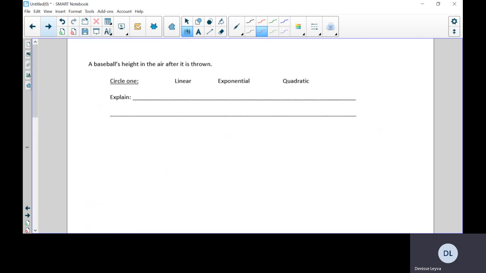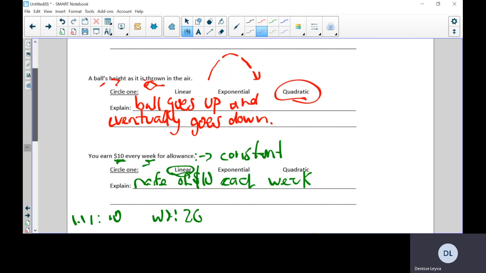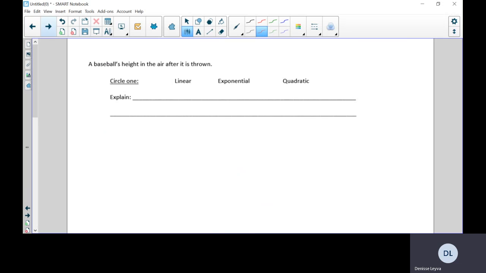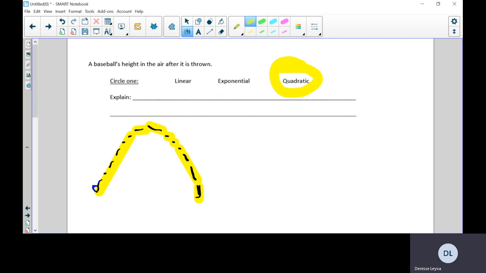And we move on to the last question. Oh, is there a question? There is not. The last question is talking about a baseball's height in the air after it's thrown. So again, if I'm throwing a baseball in the air, we know that this baseball is going to go up and then eventually it's going to come down. Notice how here we have a parabola. So when we talk about a parabola, it is a quadratic function. And for explanation, it's just simply that. It is a quadratic, it is a parabola.